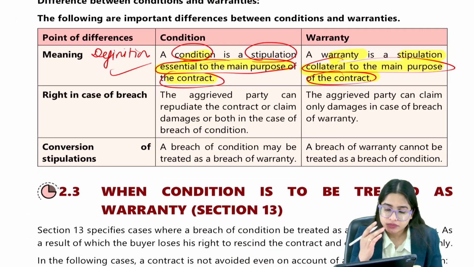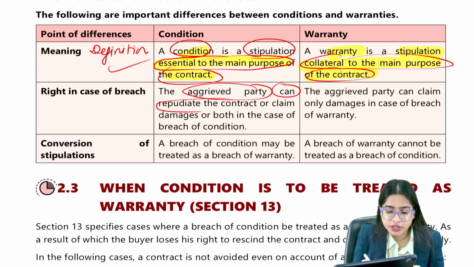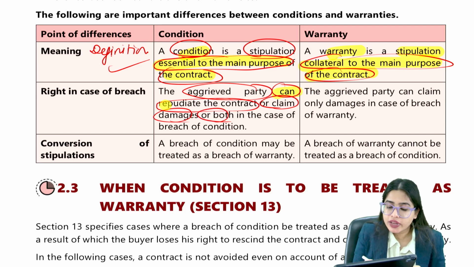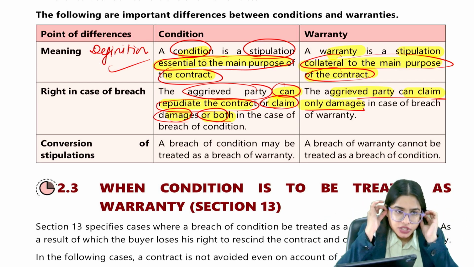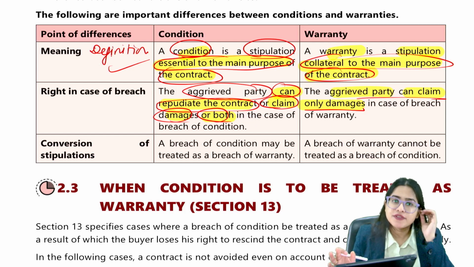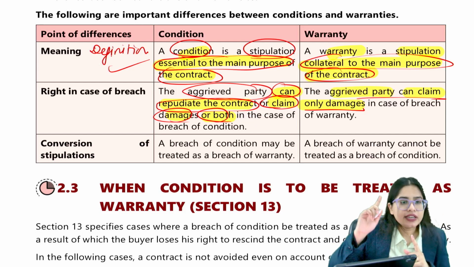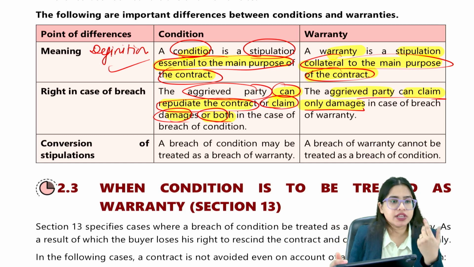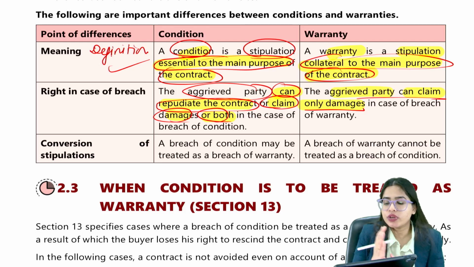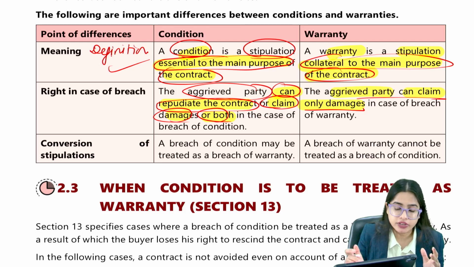Next, the aggrieved party can repudiate the contract or claim damages or both. In this case, you can repudiate the contract also, or you can claim damages also, or both. But in this, the aggrieved party can only claim damages and he cannot repudiate. In case of warranty, I purchase earphones, one year warranty is there. If in 6 months it stops working, I can get it replaced or repaired, but I cannot return the earphones and claim my money back. So in case of warranty you can only claim damages, you cannot repudiate the contract.